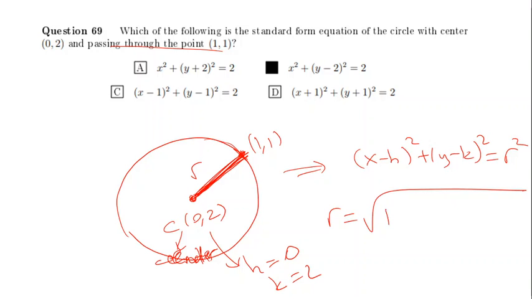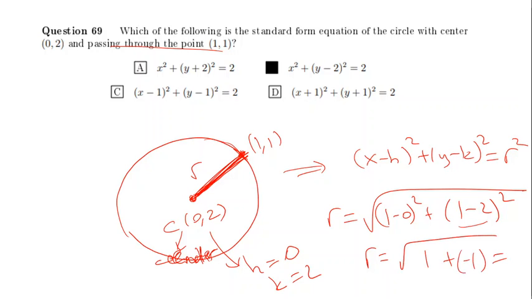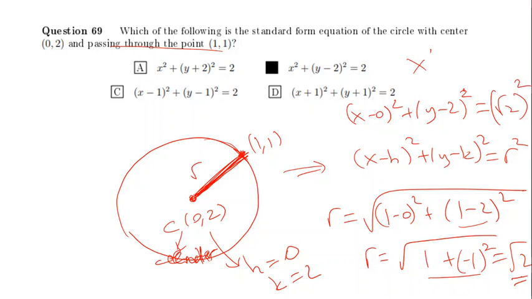1 minus 0 squared plus 1 minus 2 squared. So this will be equal to 1 plus minus 1 squared, which is again 2. So the radius is square root 2. Then if you put them together, it will be x minus 0 squared plus y minus 2 squared equal to square root 2 squared. And then it will be x squared plus y minus 2 squared equal to 2, which is this one.